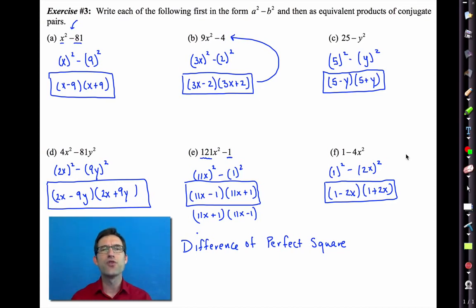We now know really two ways to factor. They're very problem specific. One way to factor is by factoring a GCF out of a polynomial. That's what we did in the last lesson. Another way to factor is if we notice that we have something of the form a squared minus b squared, right? The difference of perfect squares. If we've got something like that, then we can factor that as the product of two conjugate pairs.